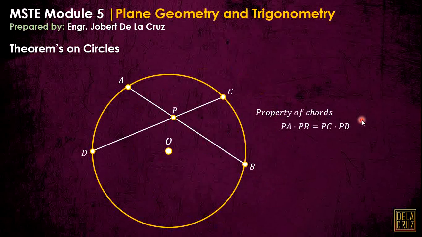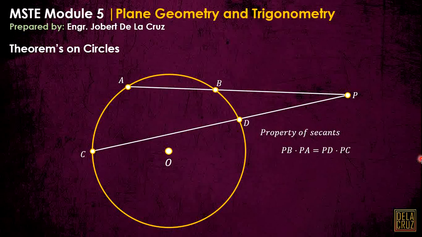Let's move on. Let's have the property of the chords. If we have two chords intersecting at point P, then we have this relationship between the two chords. Look at this one: the product of PA and PB is equal to the product of PC and PD. Actually, it can be derived, but it is better to just memorize this, so we maximize our time in solving. Well, if you have plenty of time before your board exam, then you can just prove this one.